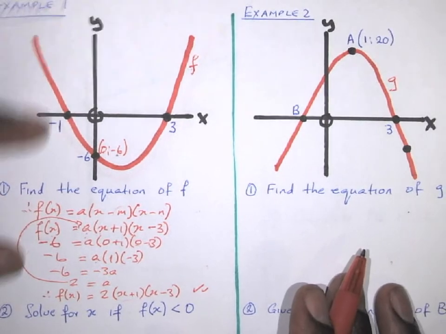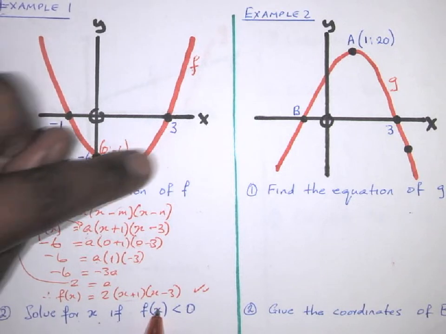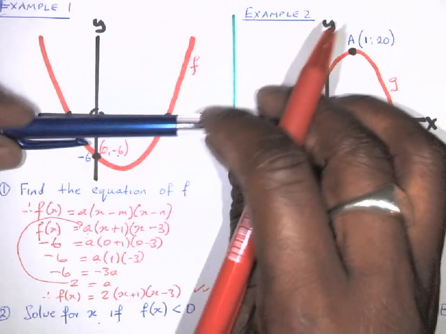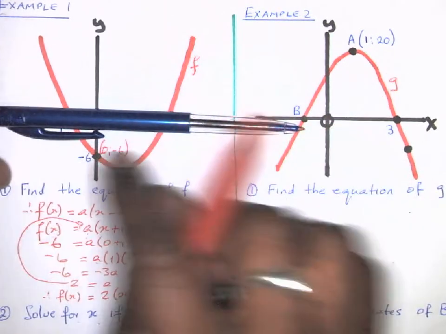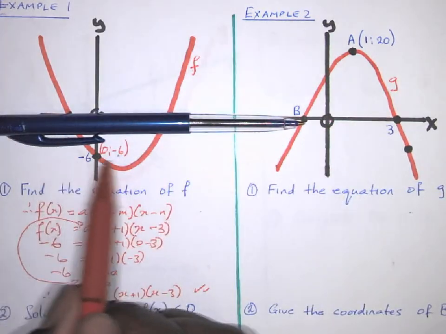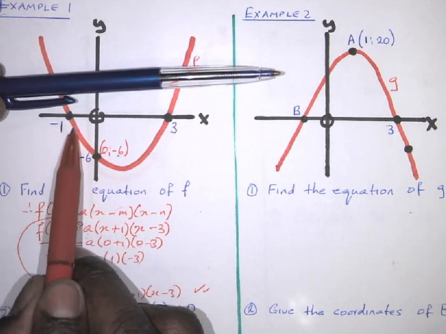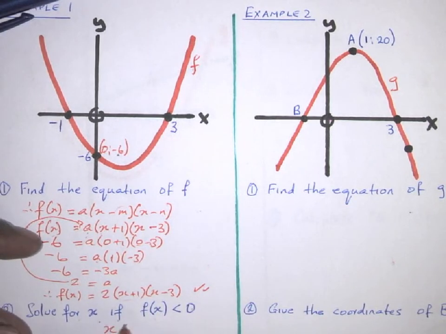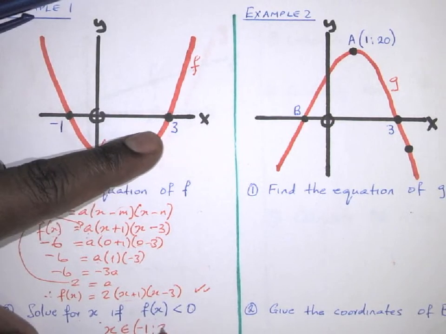Here's another question. It says solve for x if f of x is less than 0. If they say f of x less than 0, they mean where is the graph below the x-axis? Where is the red graph below the pen over there? You can see it's below over here. So what are the x values here? The x values start at minus 1 and go to 3. Therefore, to answer that question, I can say x is an element of the interval from minus 1 up to 3.